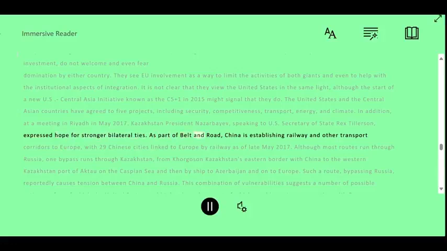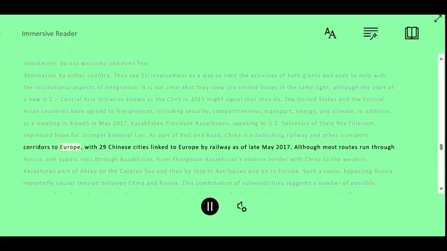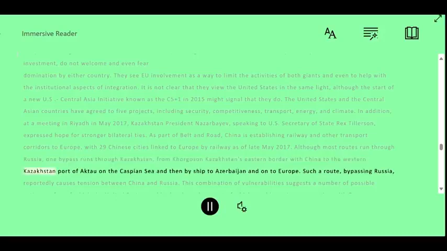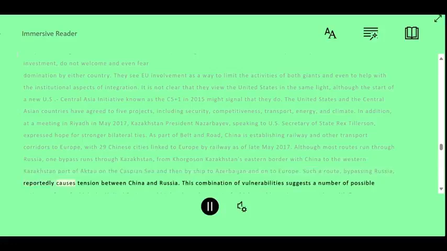As part of Belt and Road, China is establishing railway and other transport corridors to Europe, with 29 Chinese cities linked to Europe by railway as of late May 2017. Although most routes run through Russia, one bypass runs through Kazakhstan, from Kyrgyzstan, Kazakhstan's eastern border with China, to the western Kazakhstan port of Aktau on the Caspian Sea, and then by ship to Azerbaijan and on to Europe. Such a route, bypassing Russia, reportedly causes tension between China and Russia.